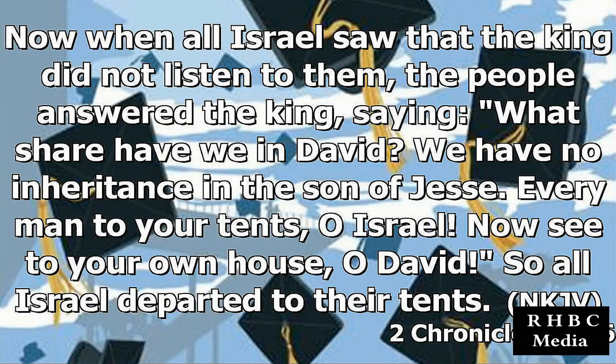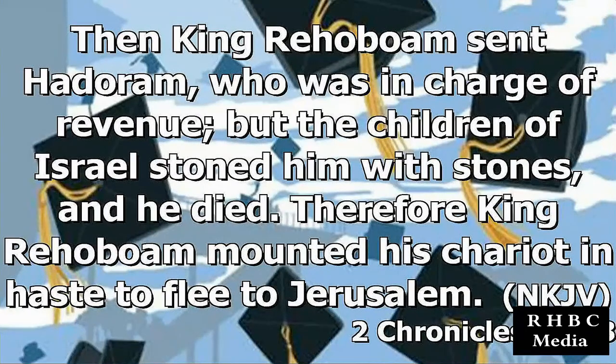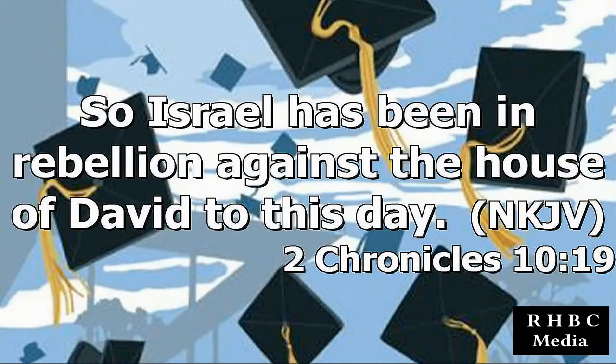So all Israel departed to their tents. But Rehoboam reigned over the children of Israel who dwelt in the cities of Judah. Then King Rehoboam sent Hadoram, who was in charge of revenue. But the children of Israel stoned him with stones, and he died. Therefore King Rehoboam mounted his chariot in haste to flee to Jerusalem. So Israel has been in rebellion against the house of David to this day.